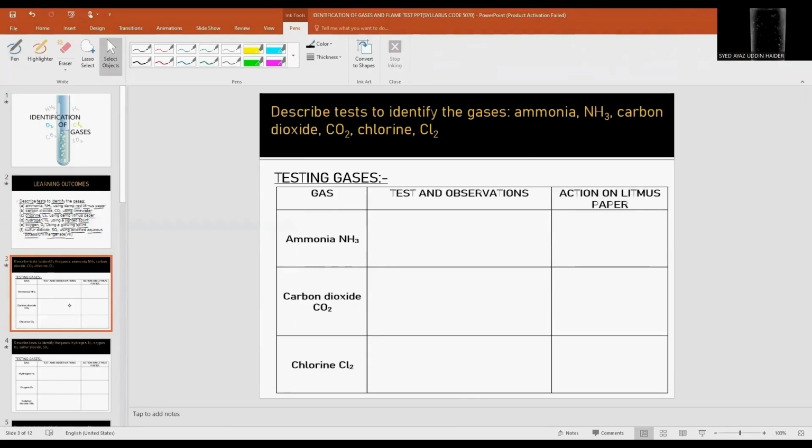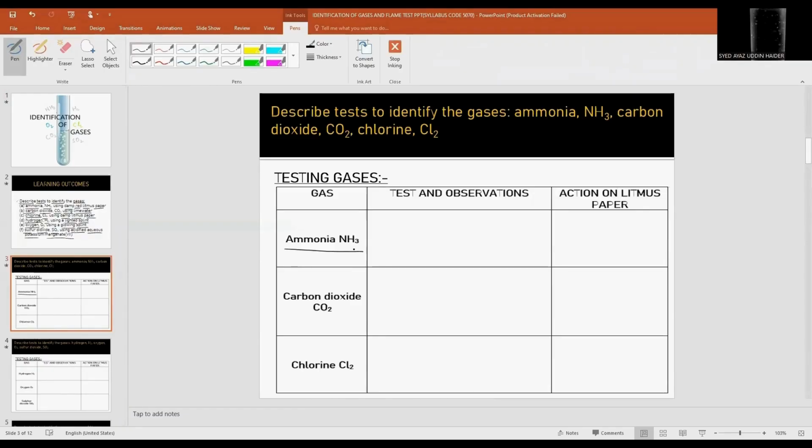I will share tests and observations for all the gases mentioned in the SLO. I will also talk about their action on litmus paper. So let's start testing gases. First gas is ammonia, NH3.